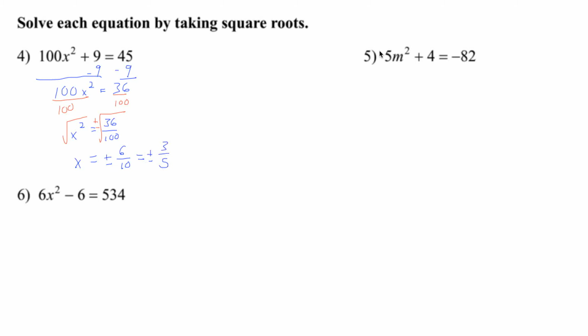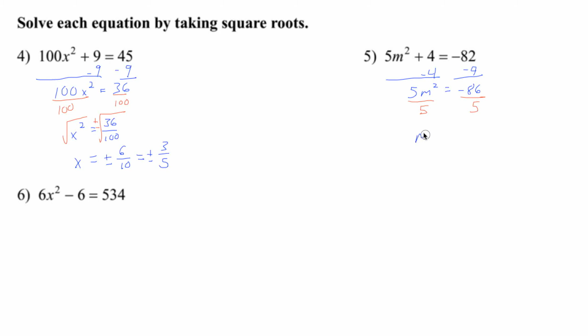Moving to this next one, once again, it's got a quadratic term, and then it has some constant terms. We want to get the constants on one side. So we'll go ahead and subtract 4 from both sides. I don't know why I keep having trouble with these 4s looking like 9s. But we have 5m squared equals negative 86. Divide both sides by 5 to get the quadratic part by itself.